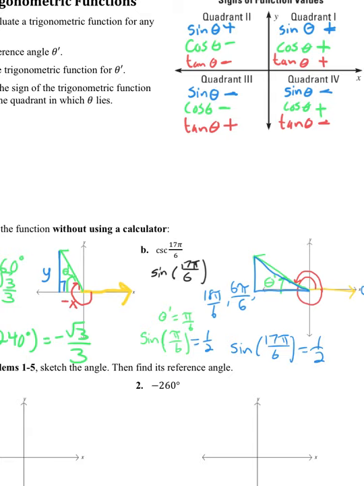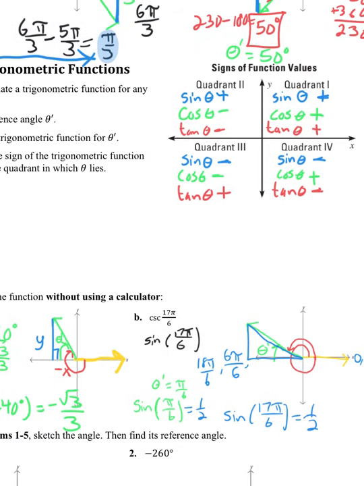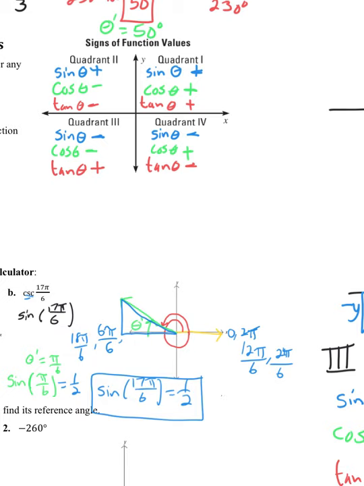But the last thing I need to do is check the sign in my quadrant. Sine is positive in quadrant 2, so that means this is going to be a positive 1/2. So sine of 17 pi over 6 is 1/2. But I wasn't actually solving for sine, I was solving for cosecant. So I have to do the reciprocal of 1/2. And it turns out the reciprocal of 1/2, cosecant of 17 pi over 6, is 2/1, or just 2. So the answer for this one would be 2.